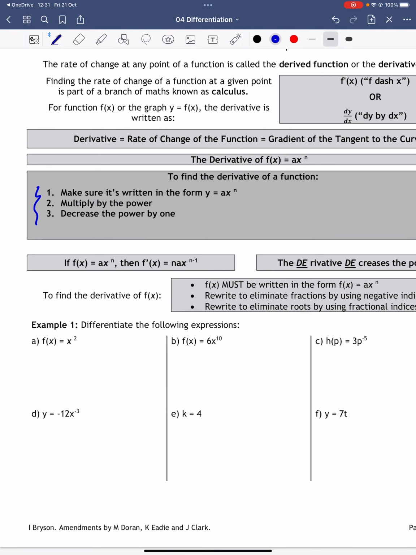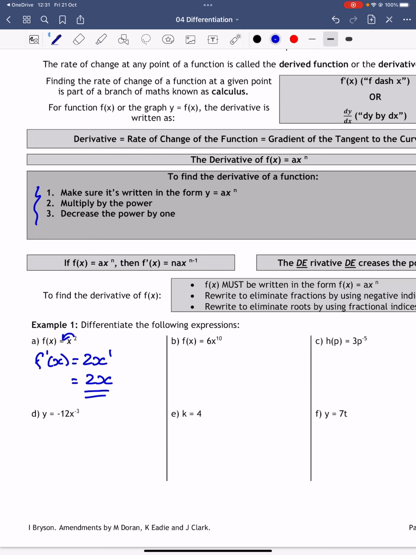So I want to differentiate the following expressions. I've got f of x is equal to x squared. Whenever we have a function in this form, the notation for differentiating is to say f dashed x. So I bring the power down, I multiply by that power, and then drop the power by 1. So that's going to be 2x to the power 1, which is just the same as saying 2x.